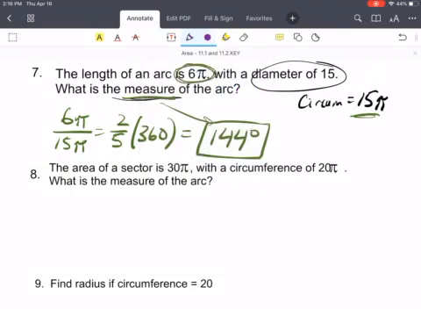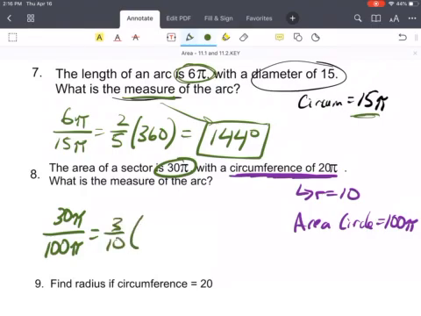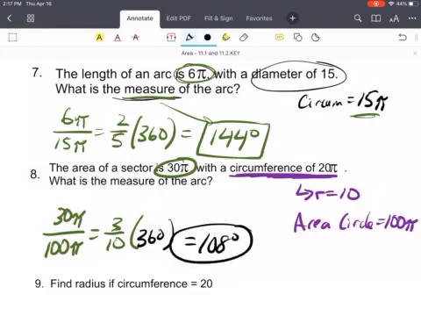Similar concept now, but we're talking about area of the sector. This tells us that because the circumference is 20 pi, that means my radius is 10, which means my area of the circle is 100 pi. If the sector is 30 pi, then I'm dealing with 30 pi out of a possible 100 pi, which means I am dealing with 3/10 of the circle. And again, 3/10 out of a possible 360 degrees, which tells me my measure is 108 degrees.